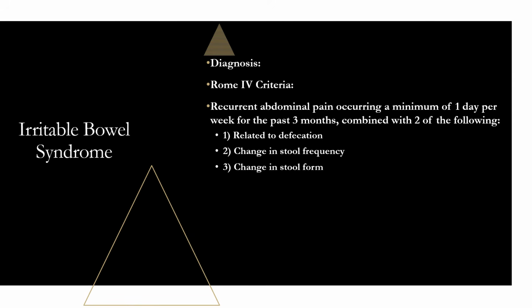And then third, there's going to be a change in the stool form. So again, that relates to diarrhea and constipation. And a lot of times in these patients, with the constipation, they'll describe the bowel as like pellet shaped. So it's a change in the stool form. So you need 2 of those in addition to abdominal pain once a week for the past 3 months. So that's the criteria.